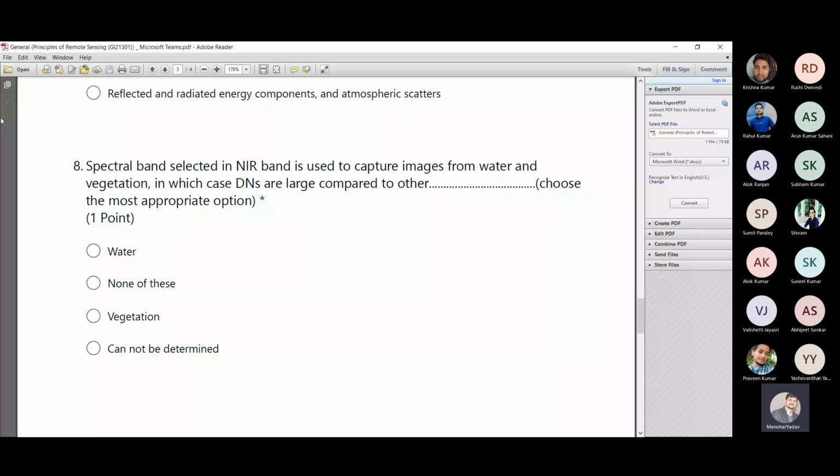So the band is in an IR band. It is less than 3 micrometers. So outgoing energy is only constituted by the reflected component and atmospheric scatter. Atmospheric scatter will be at the sensor, and atmospheric scatters are constant. They are not going to vary with which GRC we are selecting. Atmospheric scatters are only dependent on which spectral band we are selecting. So that will be constant irrespective of from which GRC energy is reflected.